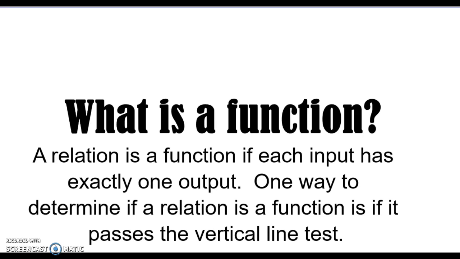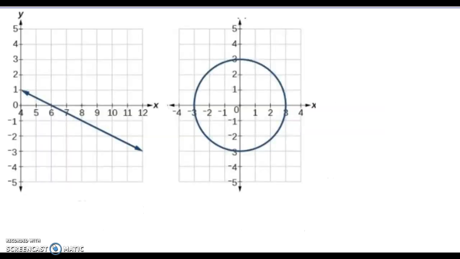Okay, the mathematical definition of a function is a relation is a function if each input has exactly one output. This sometimes can be modeled on an XY table or a map, but one way to determine if a relation is a function is if it passes the vertical line test. Because we're going to be creating graphs, we will check whether or not a graph is a function by using the vertical line test.